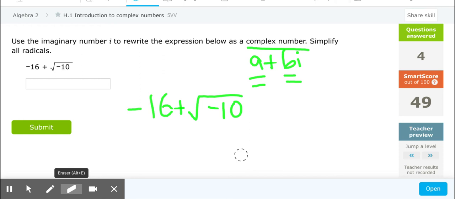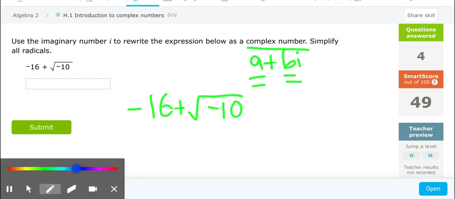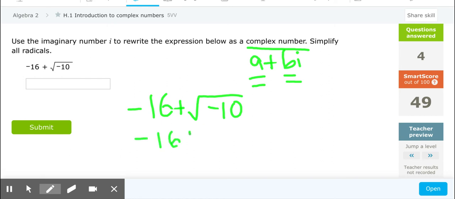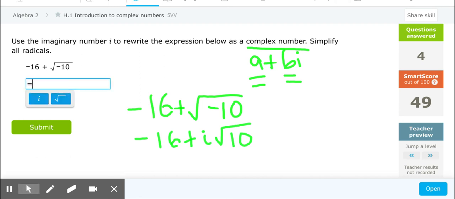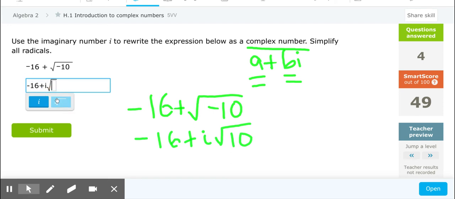So this would be equal to negative 16 plus i square root of 10, or i times the square root of 10. Negative 16 plus i times the square root of 10.